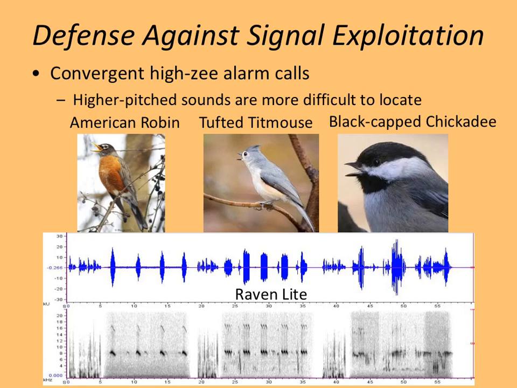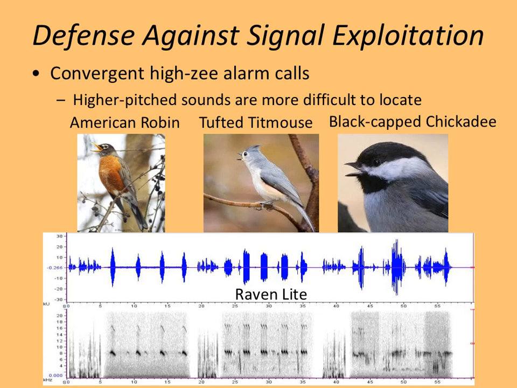So, let's see. A lot of birds have this high Z call that's similar among many divergent groups of species. So, where are we? This is an American robin. It's part of the thrush family. These two are part of the chickadee family. This looks like an oak titmouse, and then probably a mountain chickadee or something like that. And higher pitched sounds are actually more difficult to locate.